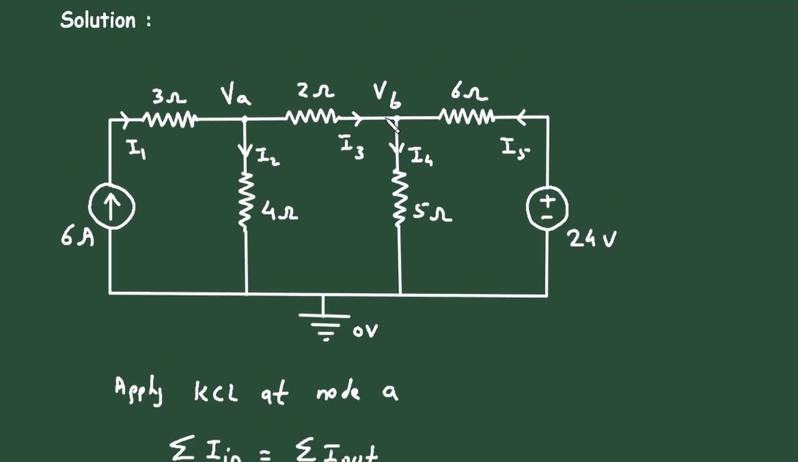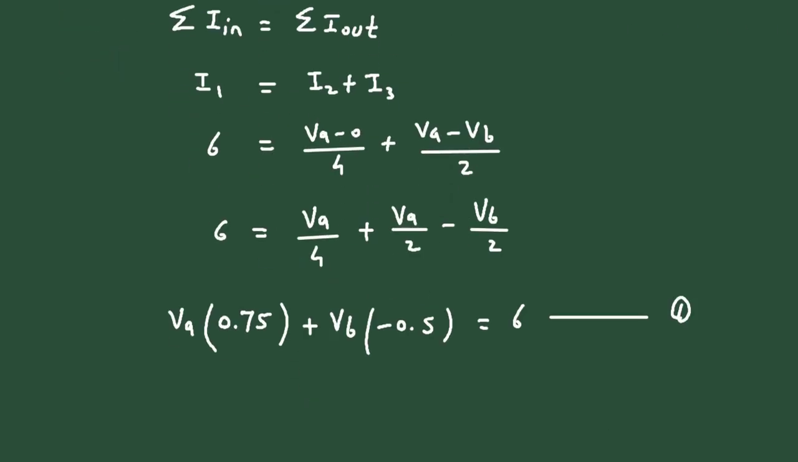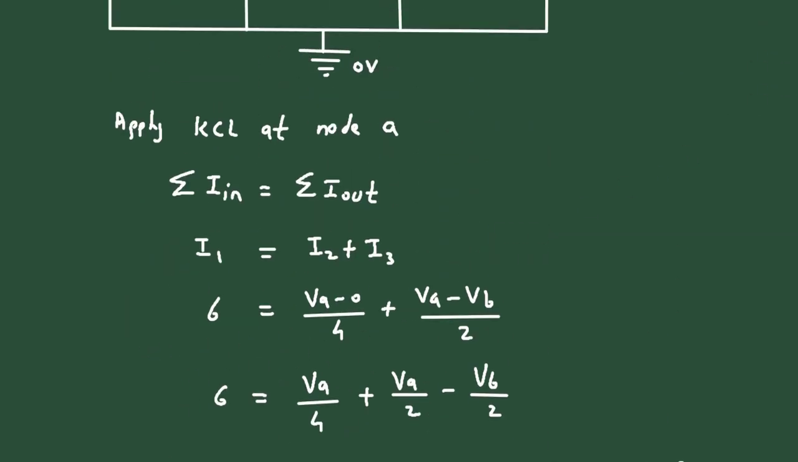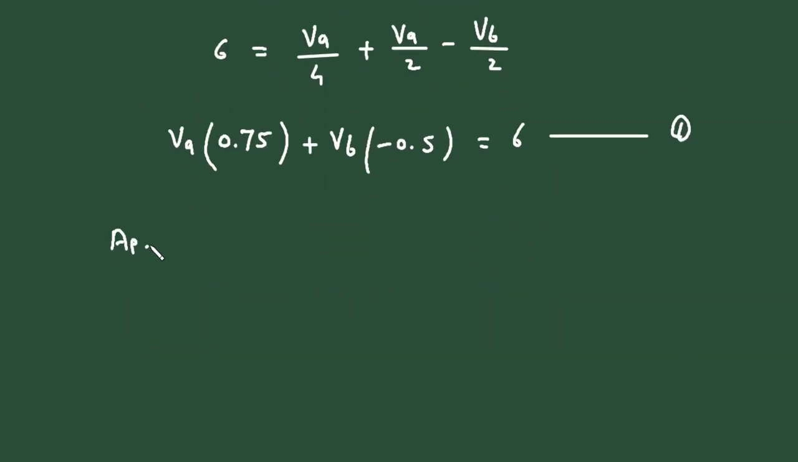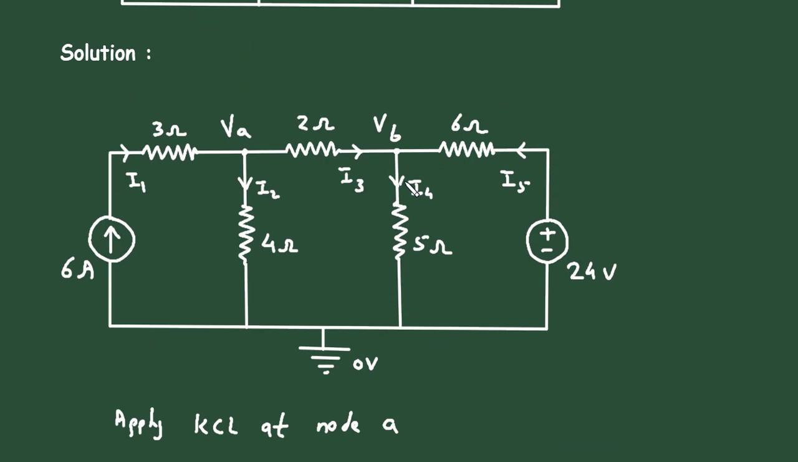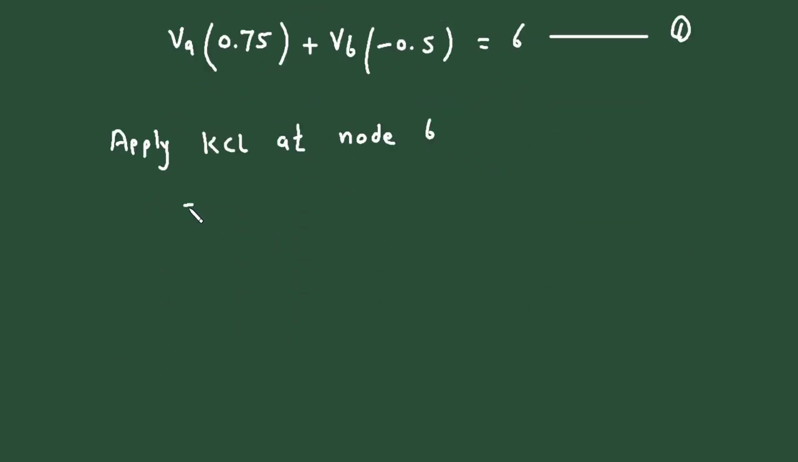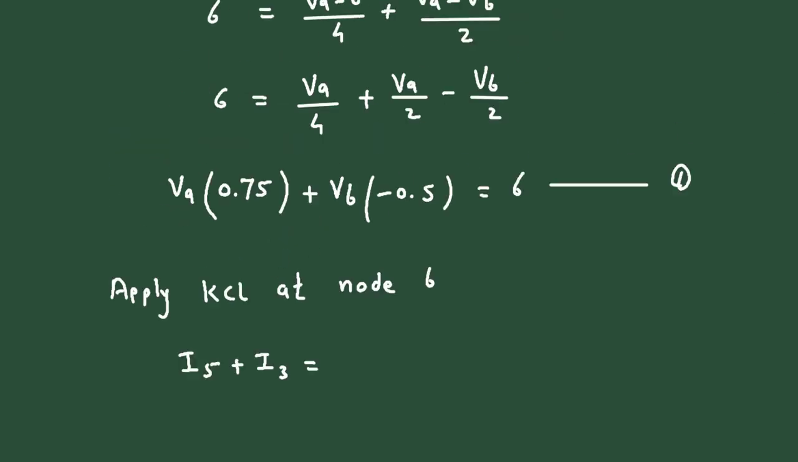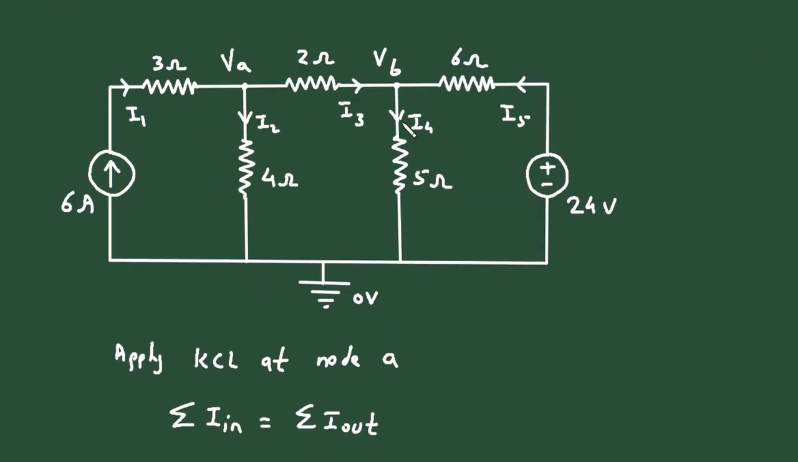Now next we will apply KCL at node B. Now here we can see, at this node the entering currents are I5 plus I3. So I5 plus I3 is equal to I4.